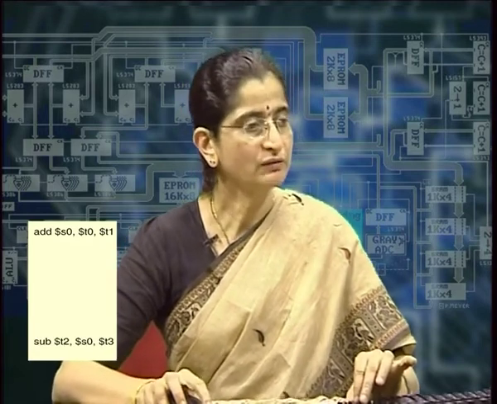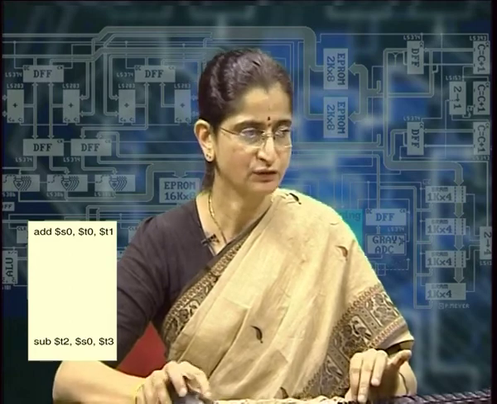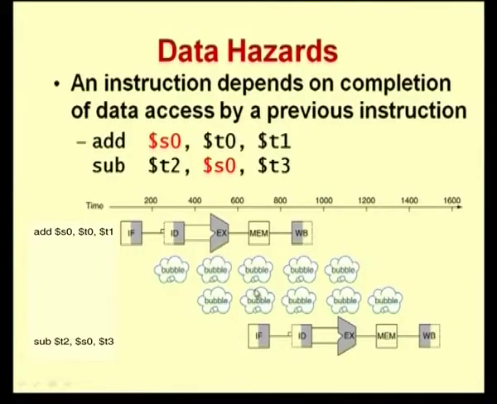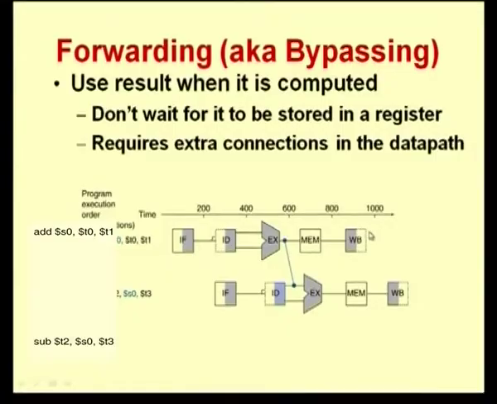So, one of the ways in which you can handle this hazard is of course, as we saw, by stalling. Now, can we do better than stalling? Can I reduce these wasted clock cycles? If you look at it a little more carefully, we can see that there is a technique called forwarding, which can be used in order to reduce the stall cycles that we have. So, let us see how that can be done.